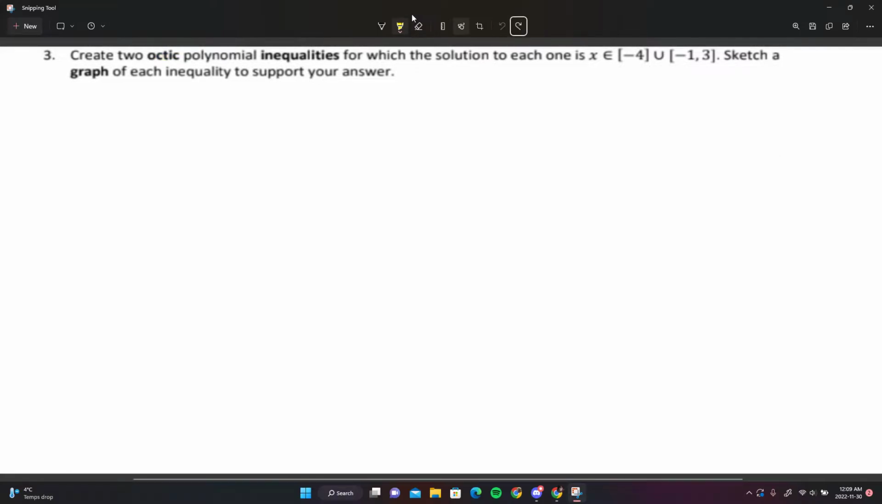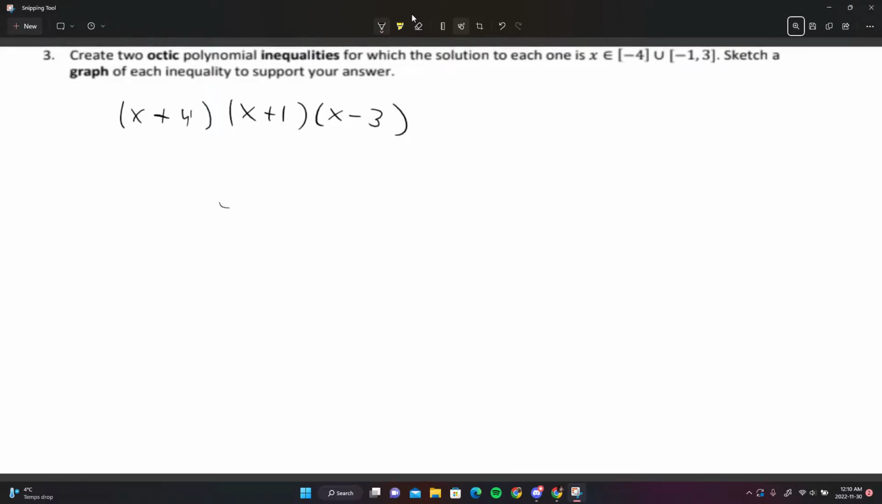An important thing to note is that these actually tell us the important x-intercepts we need for making our function. So first, what you always want to write is x plus 4, bracket x plus 1, bracket x minus 3. That's essentially the most crucial part for making your equation.